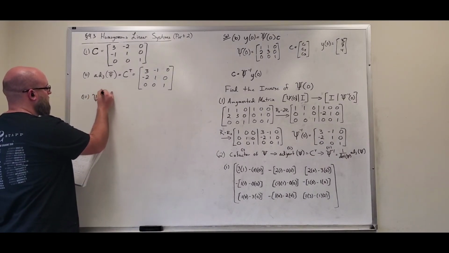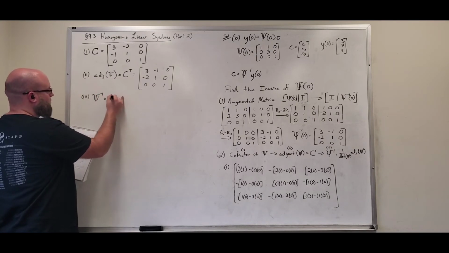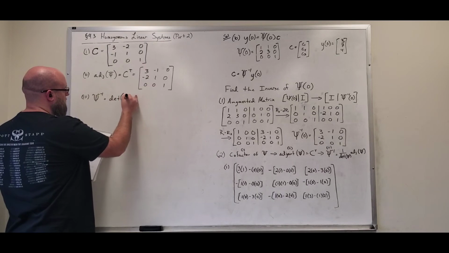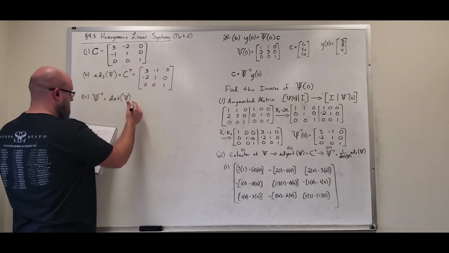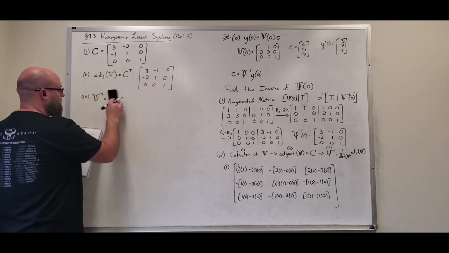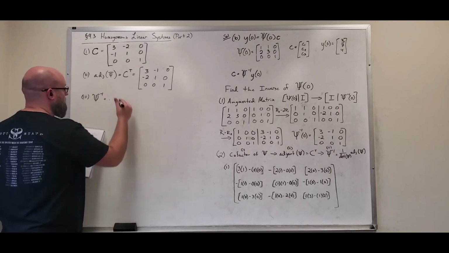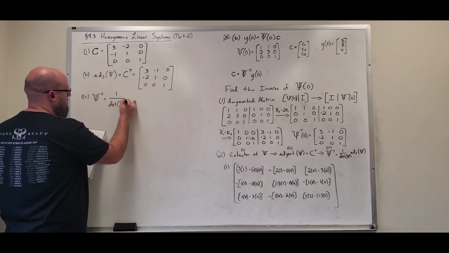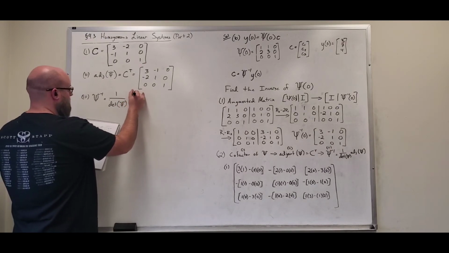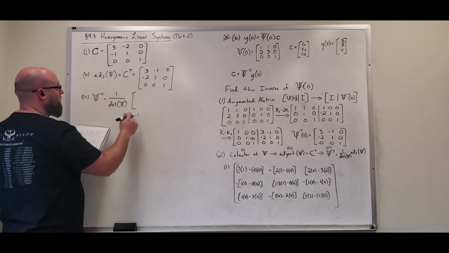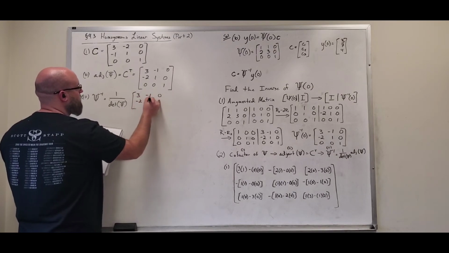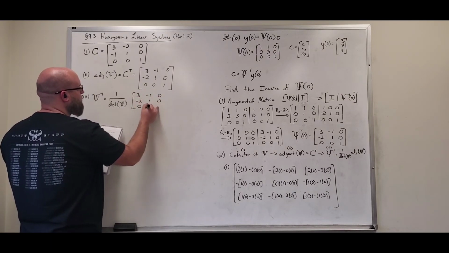All right, so we want to find psi inverse. Well, that's equal to 1 over the determinant of psi times C transpose, which is 3, negative 1, 0, negative 2, 1, 0, 0, 0, 1. Okay?